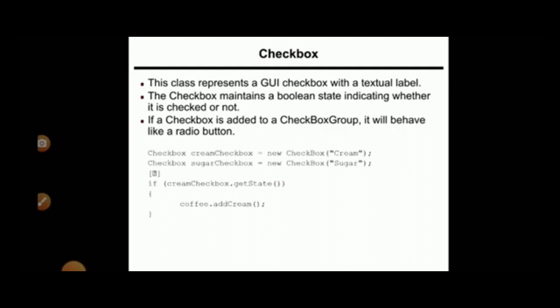For creating a checkbox you have to use the Checkbox class, and for this class you have to create the object. Here we are going to create two checkboxes, cream and sugar. How we can create it is: checkbox object is equal to new Checkbox of, and within the quotes you have to give cream. Similarly, sugar checkbox is equal to new Checkbox of, and within that we give sugar. So it creates two checkboxes, one with the label cream and another with the label sugar.